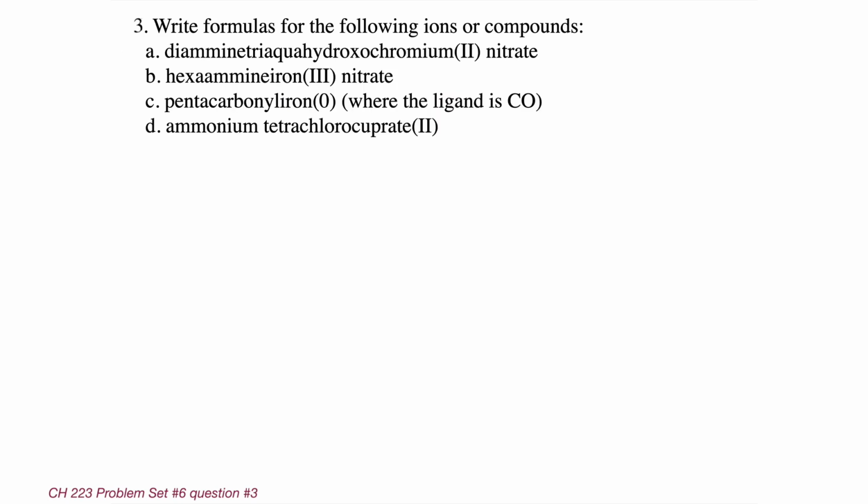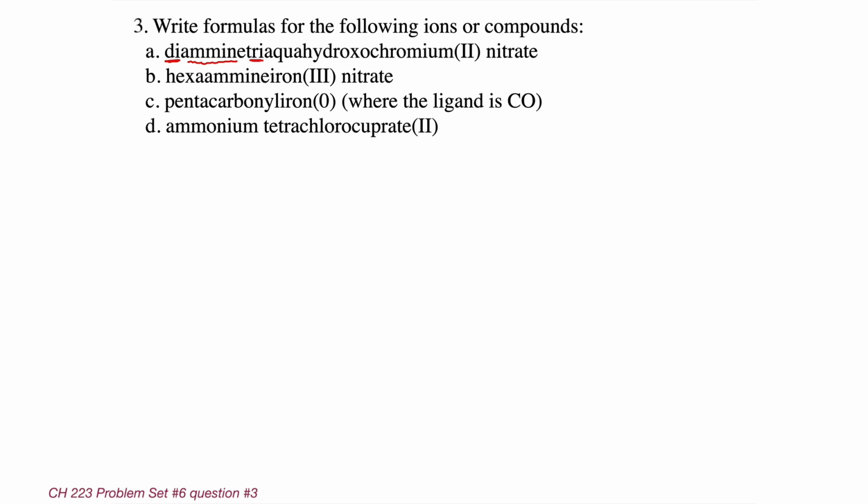Write formulas for the following ions or compounds. All right. So this is one of the ones where the names look kind of crazy at first, but really it's not too bad. You just have to break it down, and I'll help you do that in this first one. The full name is just crazy: diamminetriaquahydroxychromium(II) nitrate. Oh my goodness. Again, let's break it down. So Greek prefixes, di is 2 and tri is 3. And this ammine with 2 M's means ammonia.